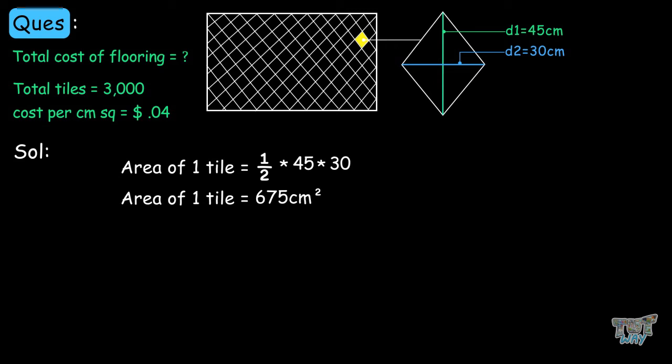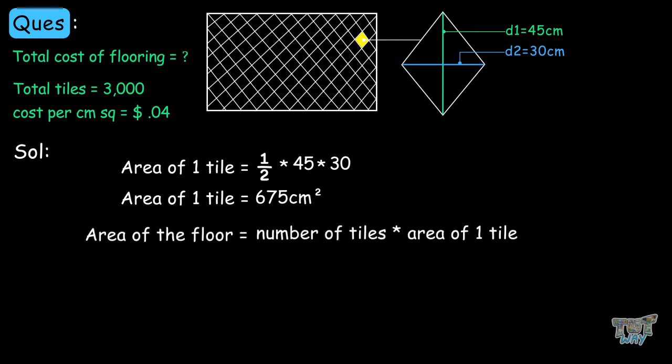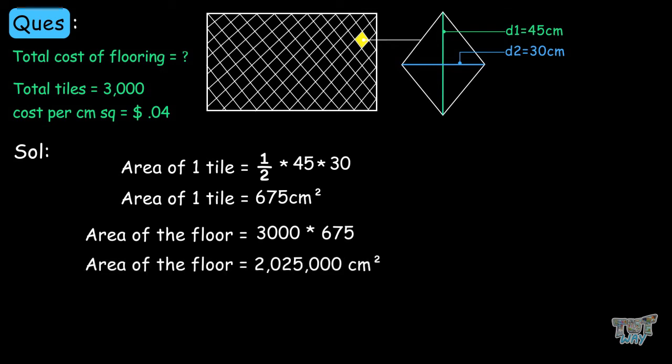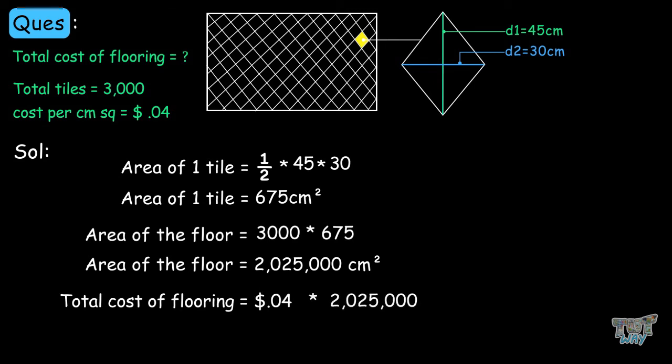Then we calculate the area of the whole floor because we are given the area of one tile and the number of tiles. Area of the floor is number of tiles times area of one tile. 3,000 times 675, which equals 2,025,000. Now we calculate the cost of the flooring by multiplying the cost per centimeter squared, which is $0.04, times the area of the floor. So we get $81,000. That is the total cost of flooring.